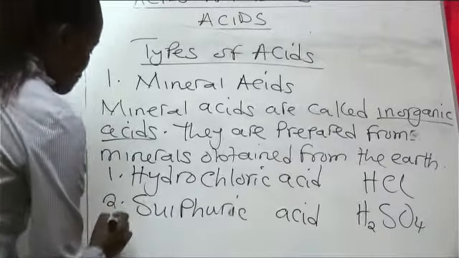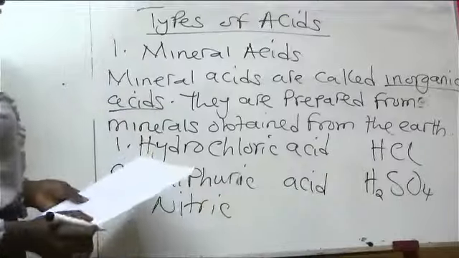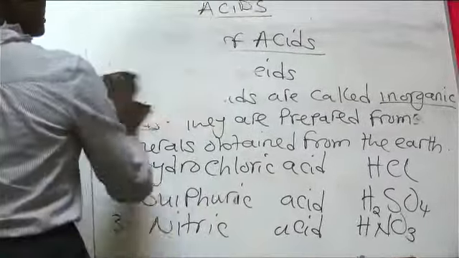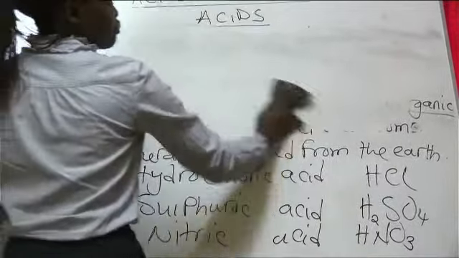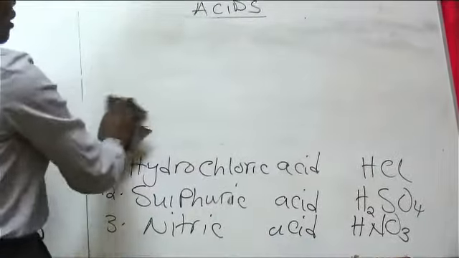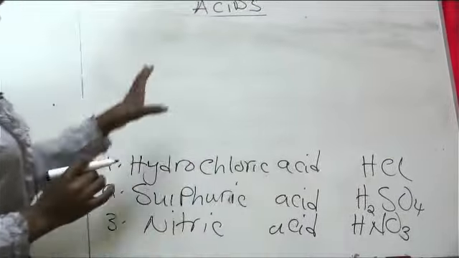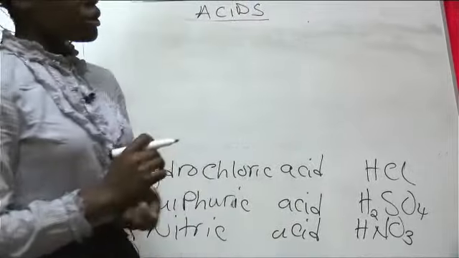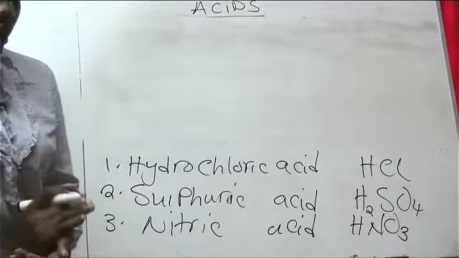We also have nitric acid. Nitric acid is also prepared from minerals. Another inorganic acid is phosphoric acid. It is also obtained from the minerals extracted from the earth. So these are examples of inorganic acids. And as we continue with this topic, we've said these are prepared from the minerals obtained from the earth.